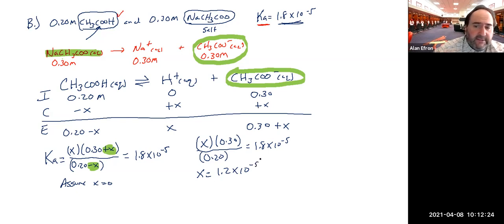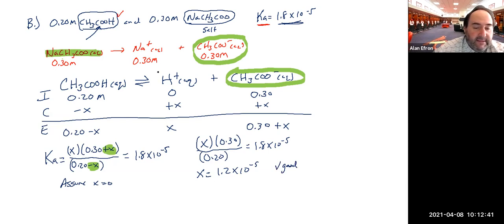We obviously made our assumptions, so we want to double check it. So we'll take it and we'll divide it by 0.3 times it by 100. It's not even 0.1%. So the check here is good.